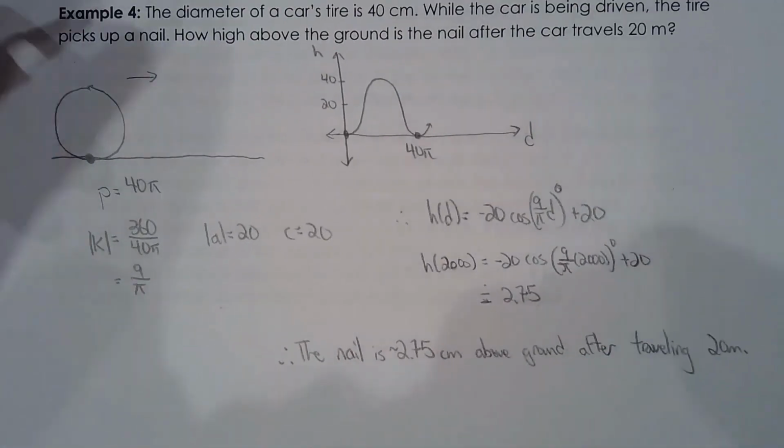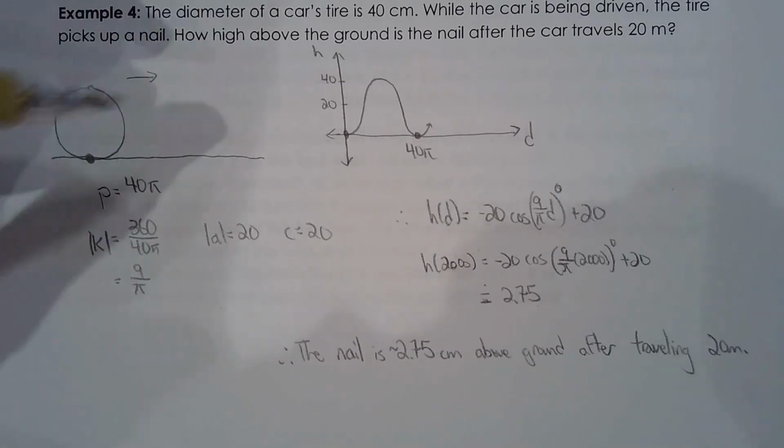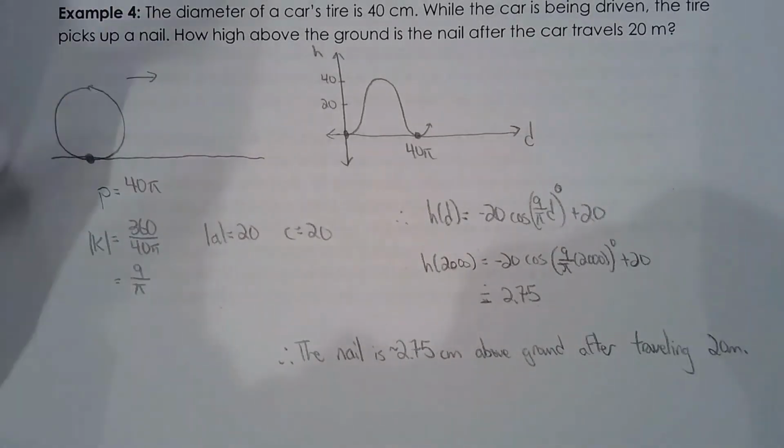So for these situations which demonstrate periodic behavior, you want to model it using a sinusoidal function. And each parameter, A, K, D, and C, represents something relative to the situation. So try to interpret that. Drawing a picture will help, graphing it will help.